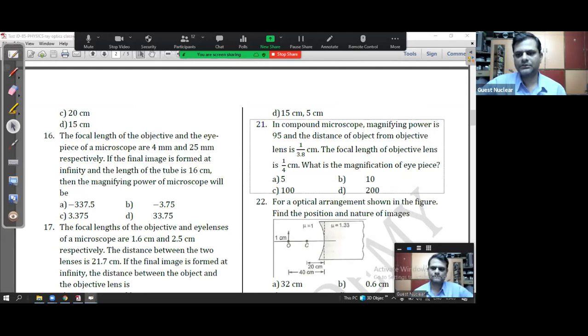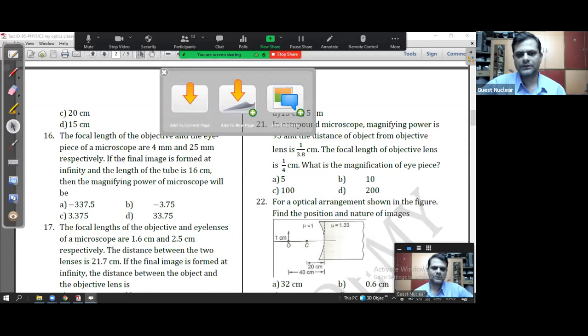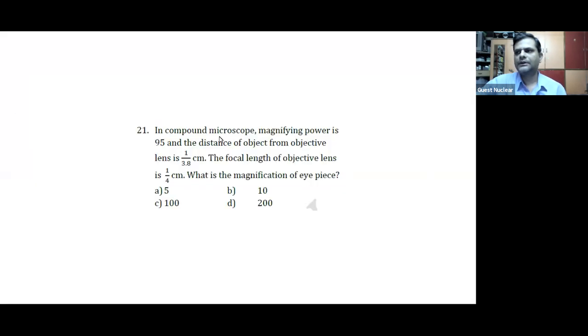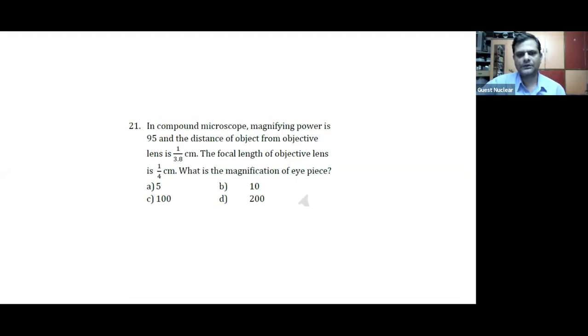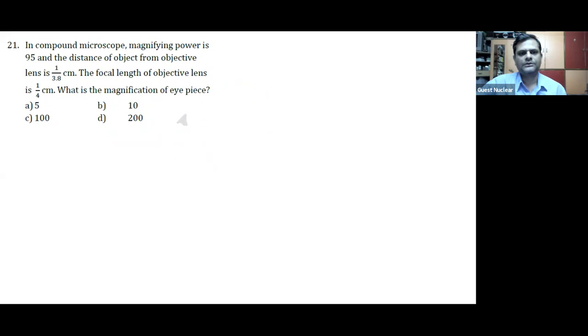Okay, let us take it on the board. Okay, so in compound microscope, the magnifying power is 95 and distance of object from objective is given to be 1/3.8 centimeter. The focal length of objective is 1/4 centimeter. What is the magnification of eyepiece? Okay, magnification is to be found out.